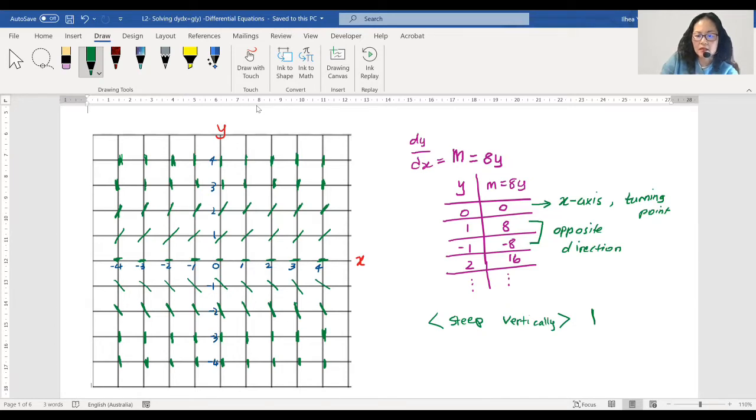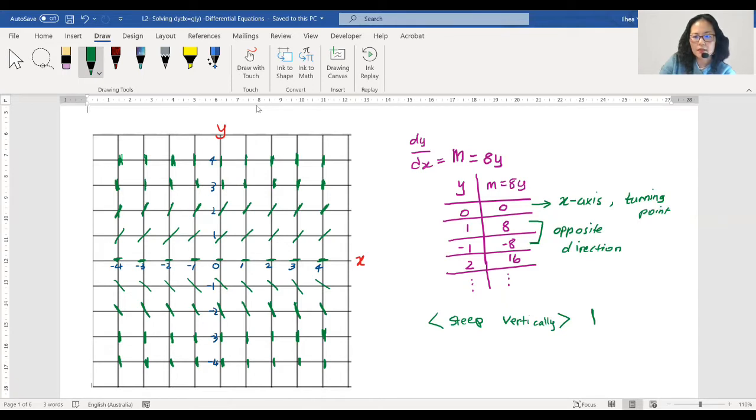So that means automatically it's vertically, like straight up. Remember, when the gradient gets bigger, it's going vertically up. When it's smaller, it's flattening out. And also, when I look at 1, it's 8, minus 1 is minus 8. So it's opposite directions. It's not the same direction, opposite. And also, the 0 value is sort of a turning point.